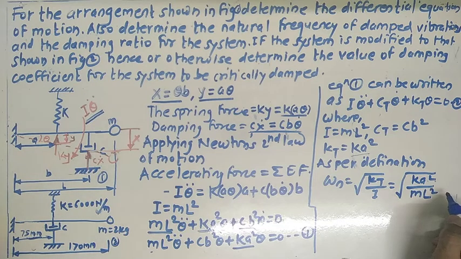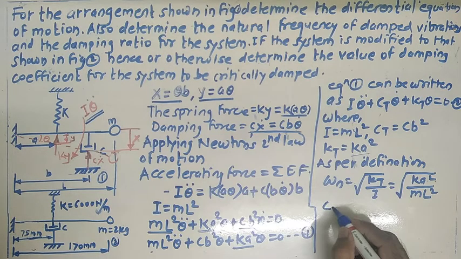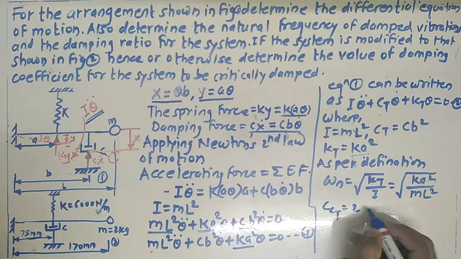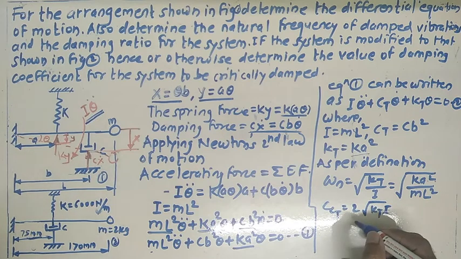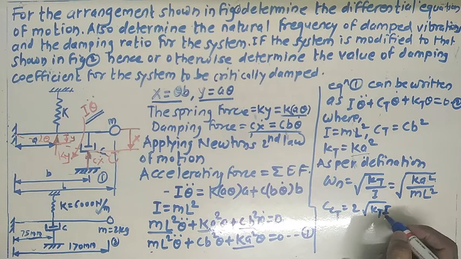So what about the next one? To represent this equation number 1 as a critically damped system, we have to introduce this term: cct equals to 2 into square root of kt into I. We have already seen this relation: cc is nothing but 2 into square root of k into m. Here the k term is kt, and the m term is the I term.